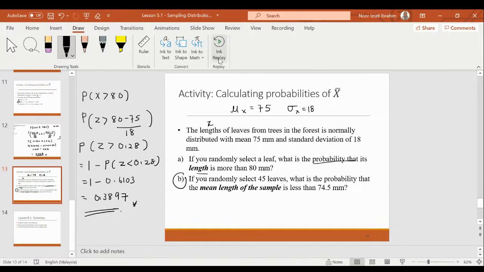Part B: if you randomly select 45 leaves, what is the probability that the mean length of the sample is less than 74.5? Mean, X bar. You want to find the probability of X bar less than 74.5. Again, for X bar we have to use the standard normal distribution table, and to use that table we have to transform X bar to become Z. Z equals X bar minus mu of X divided by the standard deviation of X over square root of n. So 45 is the n, the given sample size.